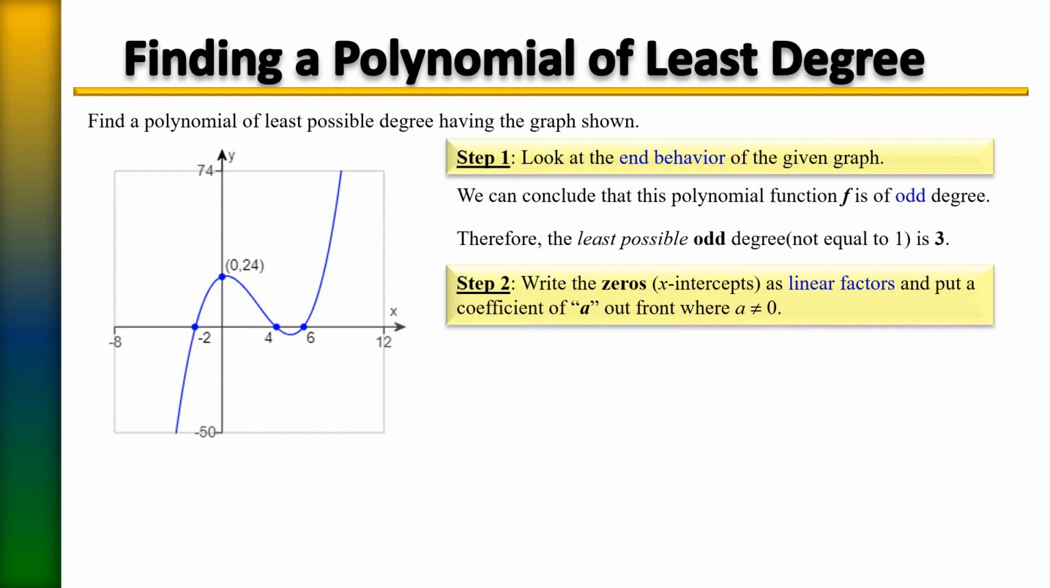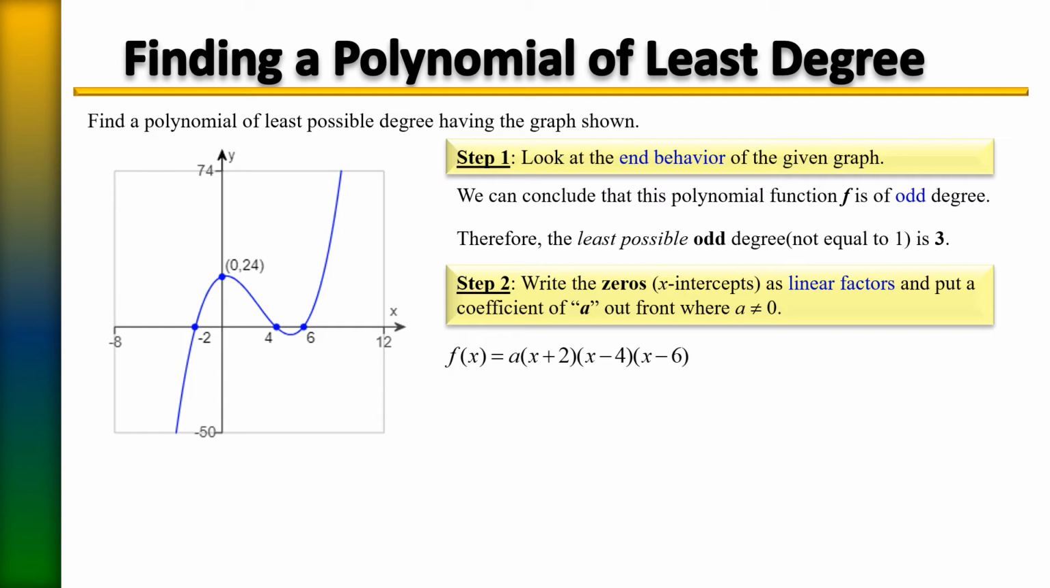So to write those as linear functions, we're going to have to write a 0 of -2 as a linear function. Recall, it's going to be x plus 2. To write 4, x minus 4, and x minus 6. So all we need to do at this point is just to find out what a is.